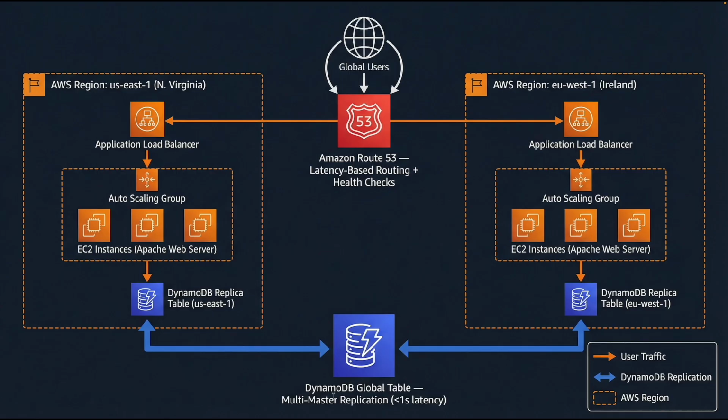The global table here serves as a multi-master replication, so it replicates the data for us across regions. And this is how we're going to build an active web application in a multi-region setup. So with this being said, let's jump over to the AWS console and build this out.